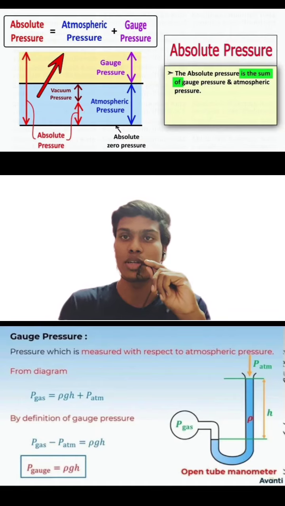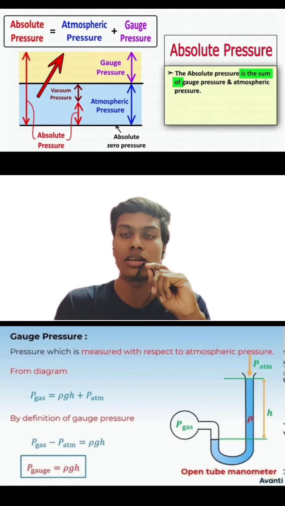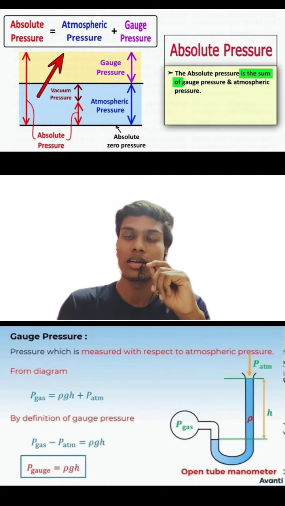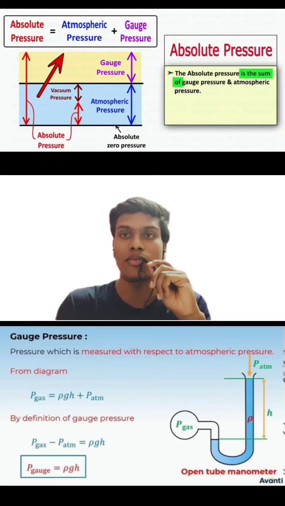Due to the atmospheric pressure and that rho g h gauge pressure, P abs is the absolute pressure. It is the total pressure combined from the atmospheric pressure as well as the pressure inside the tube, rho g h. The next one is absolute pressure. Absolute pressure is the sum of atmospheric pressure and the gauge pressure. These three are very important pressure terms we have to apply in our fluid mechanics.